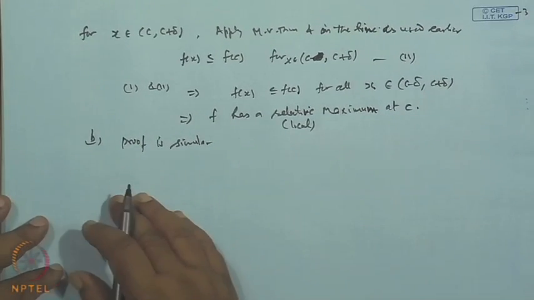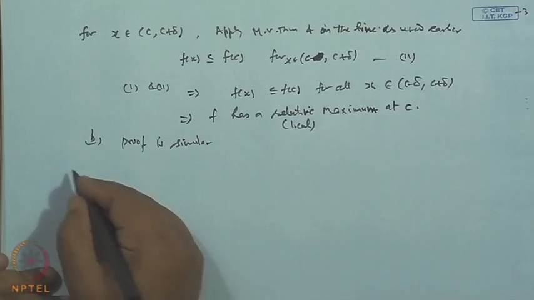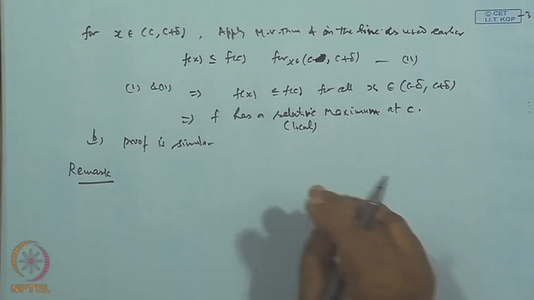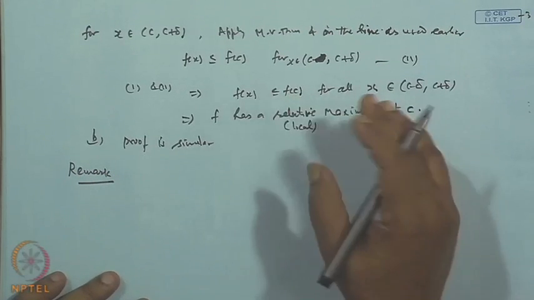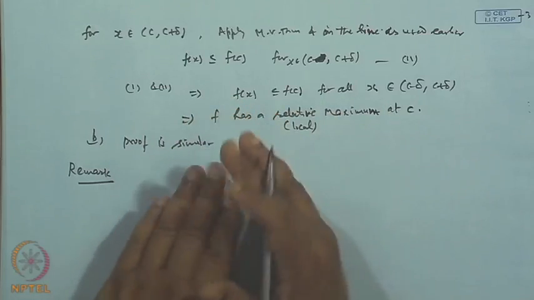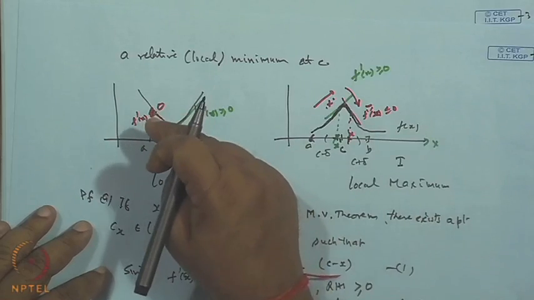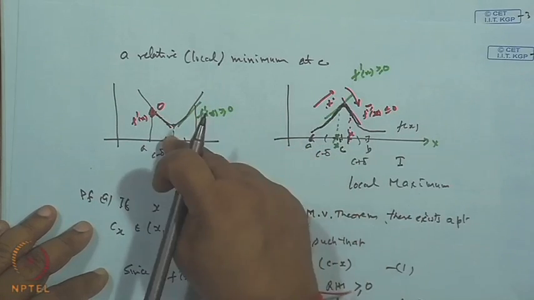Now, the converse of this is not true. Remark: what we have seen is that if we assume the derivative is non-negative on the left hand side and non-positive on the right hand side, then there is a maximum. Here in this case it is non-negative here and non-positive here. Here it is non-positive and then non-negative, then it is a minimum.